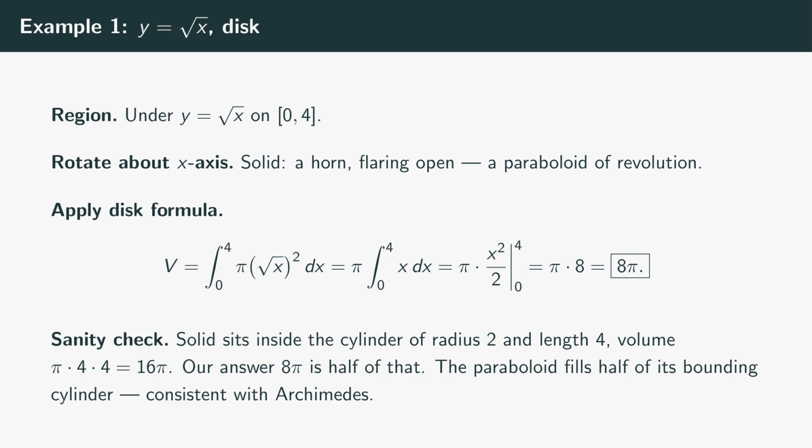That ratio, paraboloid of revolution is half its bounding cylinder, is a classical result going back to Archimedes. He proved it in the 3rd century BC without calculus. We just rederived it in 2 lines.